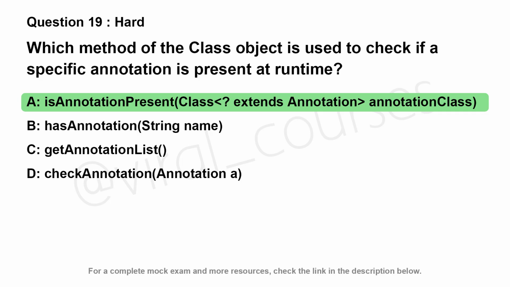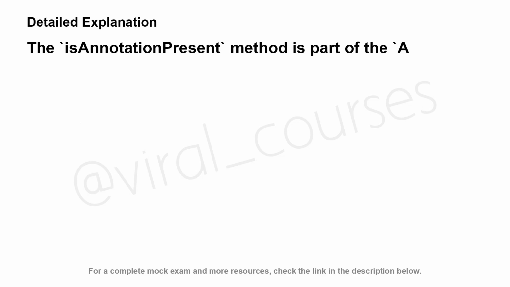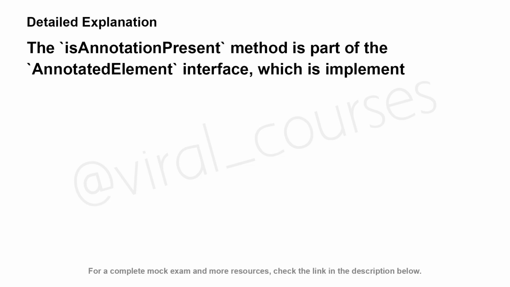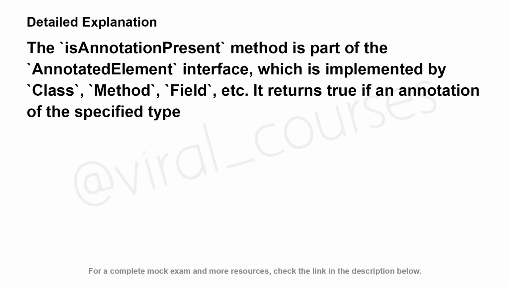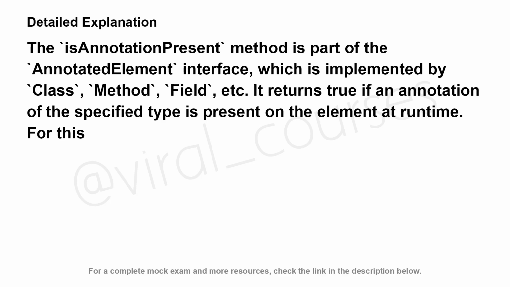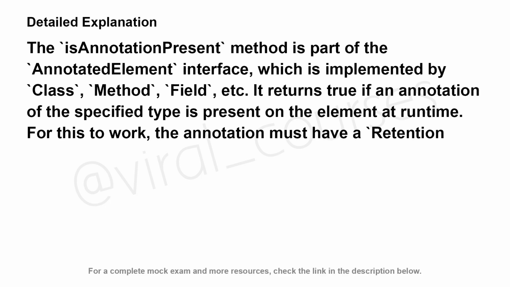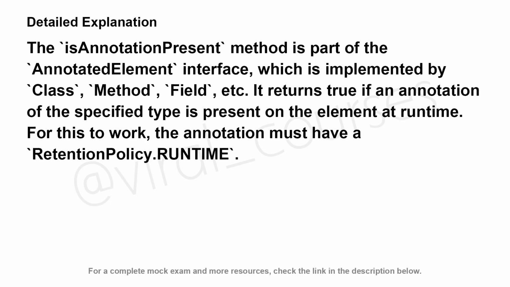The correct answer is A. The `isAnnotationPresent` method is part of the `AnnotatedElement` interface, which is implemented by `Class`, `Method`, `Field`, etc. It returns true if an annotation of the specified type is present on the element at runtime. For this to work, the annotation must have a `RetentionPolicy.RUNTIME` retention policy.